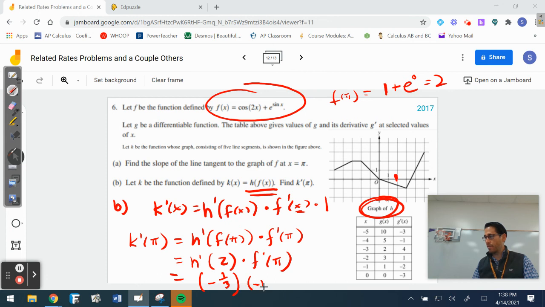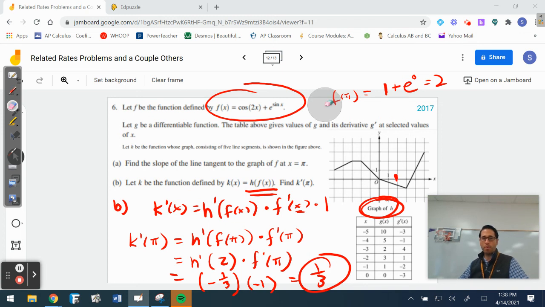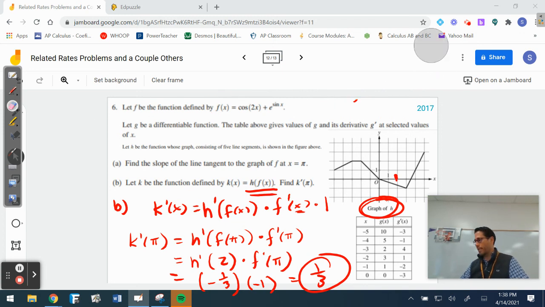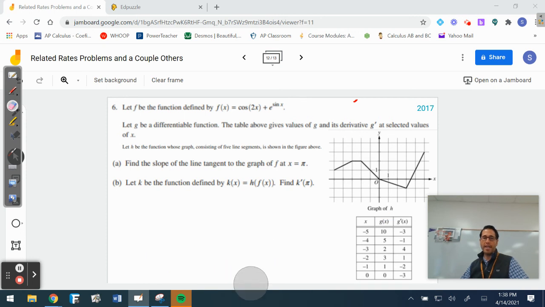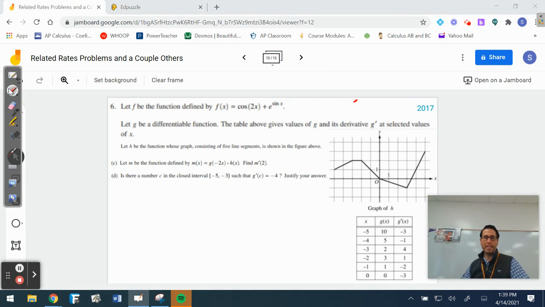If I plug this into the derivative, and I erased it, but just take my word for it, you're going to get an answer of -1 times -1/3. And if I do that, I get 1/3 as my answer. You would get 1 point for finding the derivative using the chain rule appropriately, and then 1 point for getting 1/3. Okay, which means that's only 4 out of the 9 points, which means the next two questions will be valued a little bit higher.